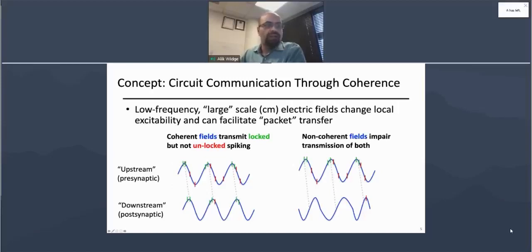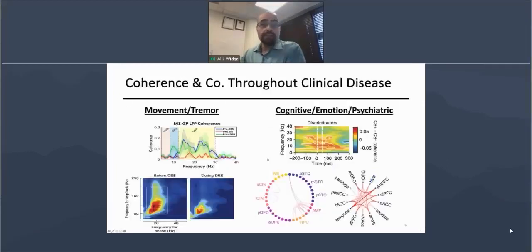Namely, if a neuron spikes at a given oscillatory phase and its downstream target happens to be next to an LFP that is at that same phase, it's more likely to trigger a postsynaptic spike. And by ordinary Hebbian plasticity, that is going to lead to these two regions wiring together, communicating better, passing packets of information along better. And there's a huge basic science literature on this idea.